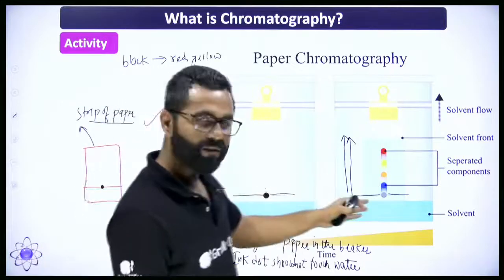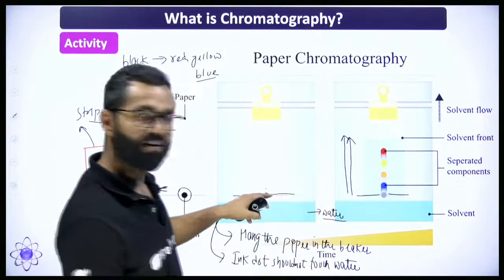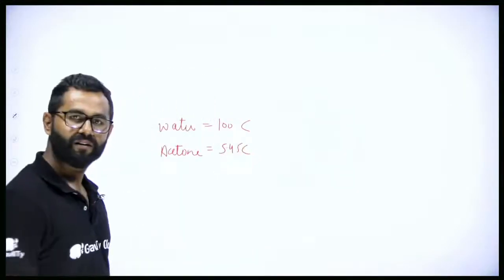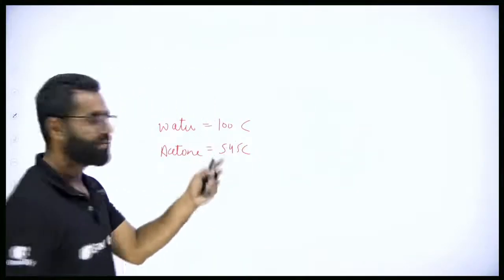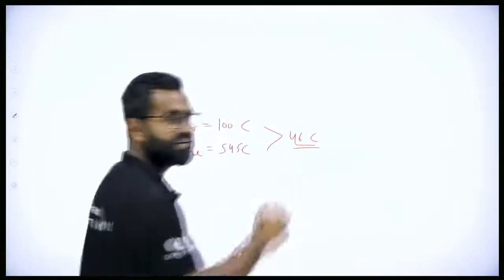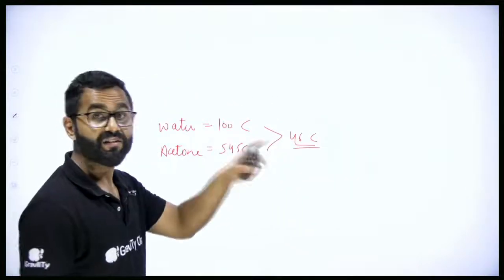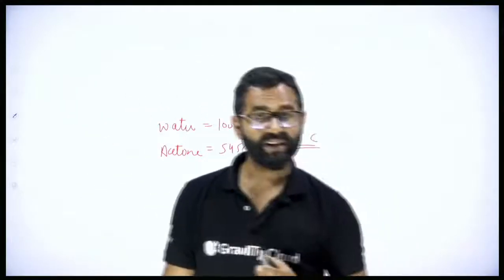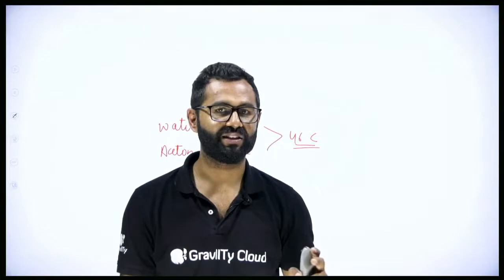After some time you will see this, 54 degrees Celsius or 54.5. Right? So there is a great difference, almost a difference of 46 degrees Celsius. So 46 degrees Celsius is a great difference in boiling point temperature. Right? In that case, we can easily use distillation.